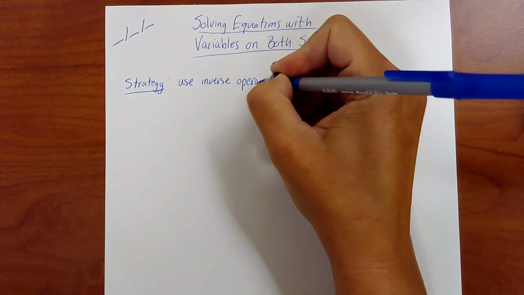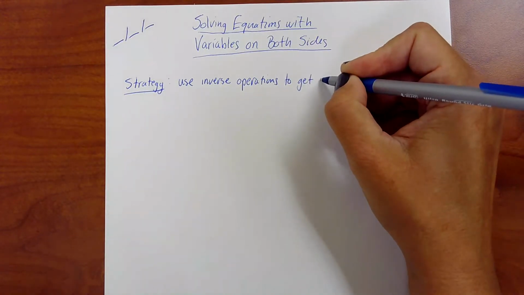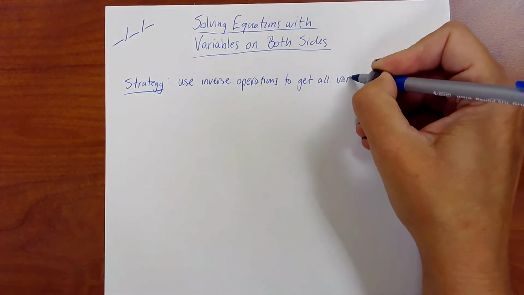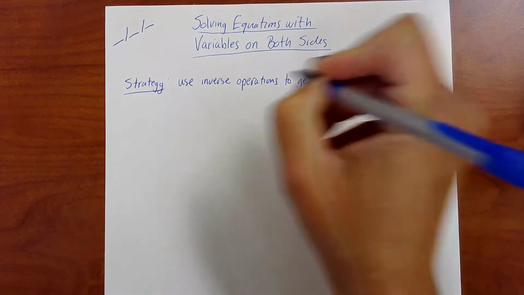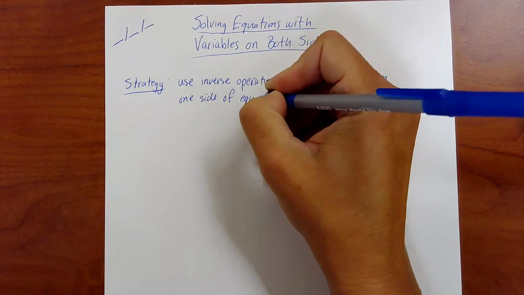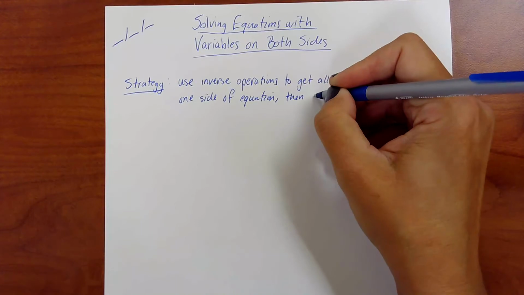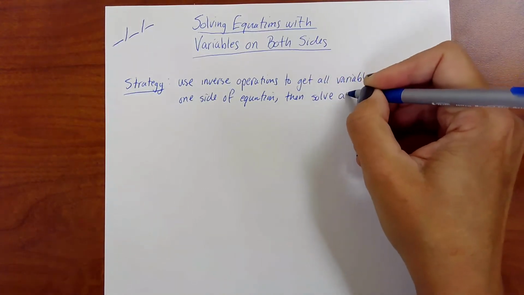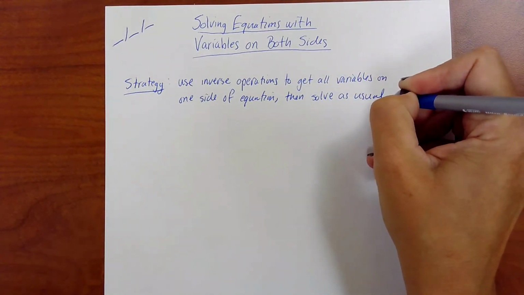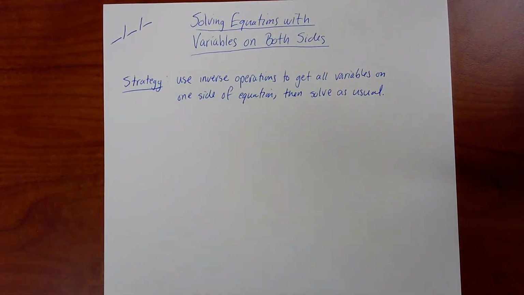inverse operations to get all variables on one side of the equation and then solve as usual. So we're going to use inverse operations to get all the variables on one side of the equation and then just solve as normal or solve as usual.